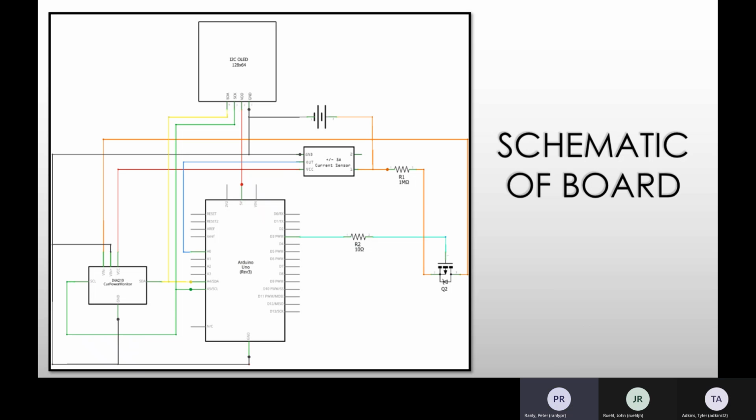Here's the schematic of the digital board in the previous slide, showcasing all the connections for a single PV string.